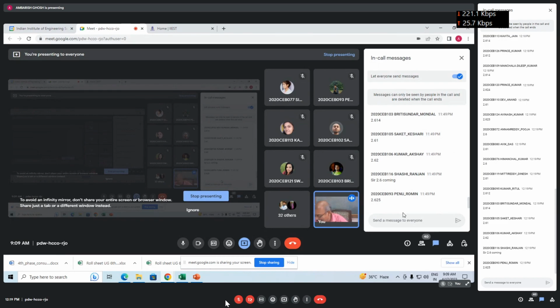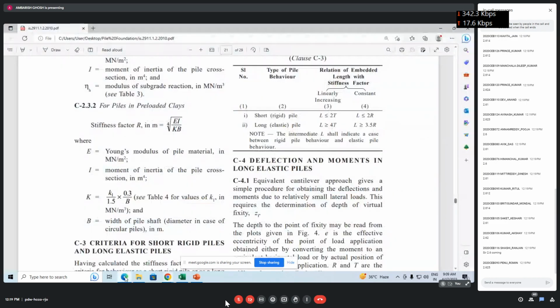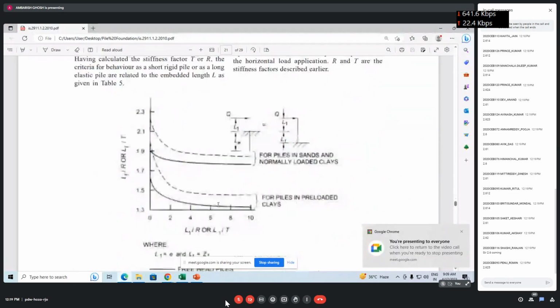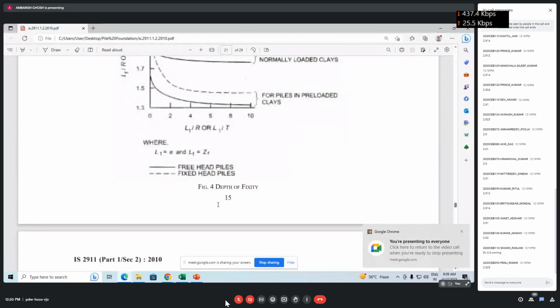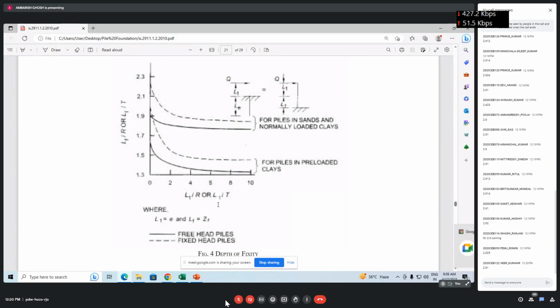So R value you can calculate. Now you look into the code. You see this chart, figure 4.